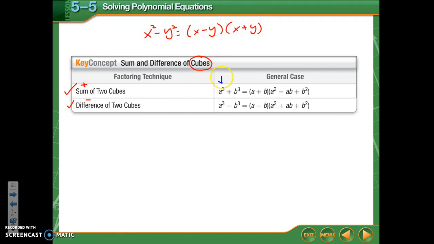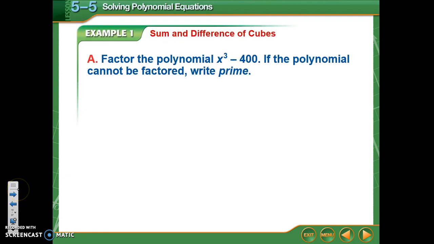So if I have two perfect cubes added together, so something cubed plus something cubed, I have to take the cube roots of those so that I can find a and b. And I'll get a plus b times a squared minus a times b plus b squared. When I have the difference of two cubes, it's very similar. It's just a minus b, a squared plus ab plus b squared. So the sum of cubes is plus, minus, and plus. And the difference of cubes is minus, plus, and plus. So you will need to memorize these two patterns. So let's see how we can apply the sum and difference of cubes.